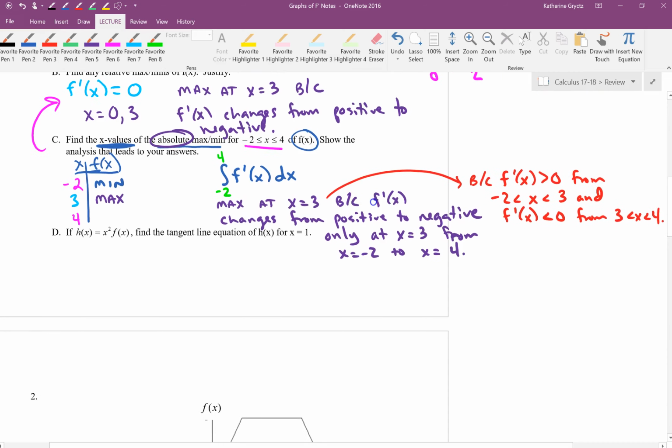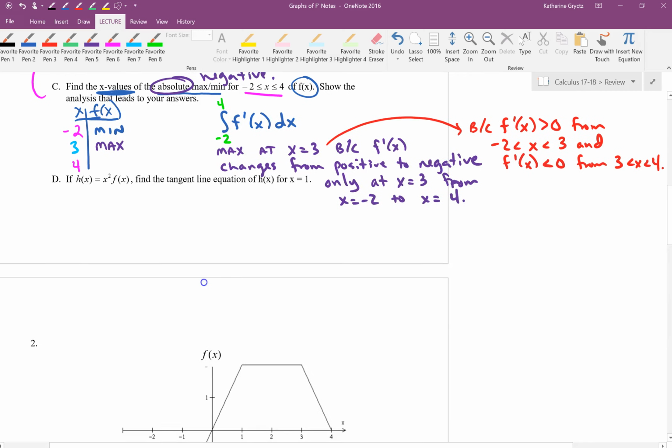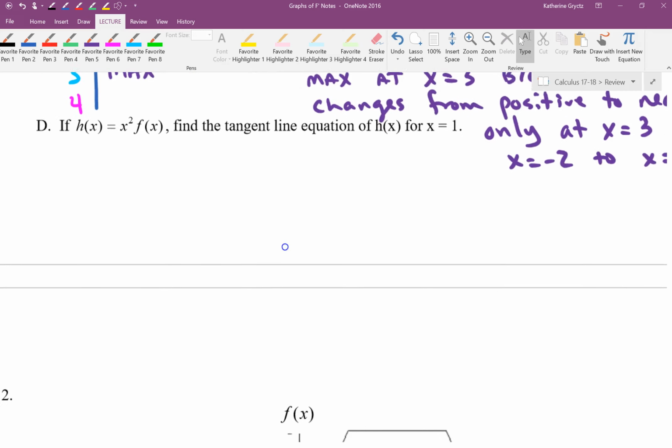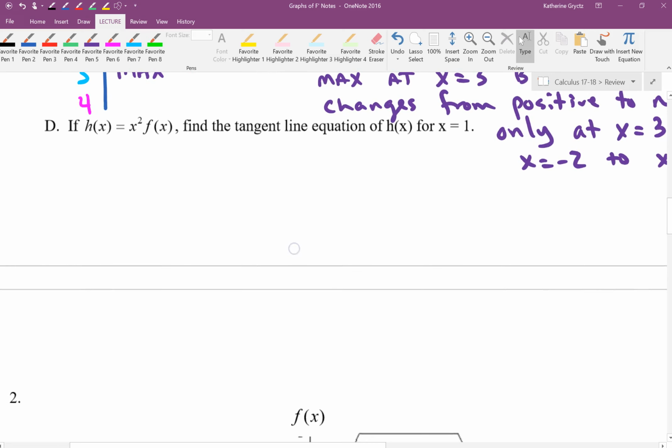And then part D is a question they like to tack on now to see if you will follow rules, if you won't get thrown off and you'll keep working through. So for D, we're going to use that piece of information up at the top that we haven't touched yet. D gave you a new function, h of x, equal to x squared times f of x. H of x is not pictured, f of x is not pictured, and it seems out of the blue. But it says find the tangent line equation for h of x at x equals 1.